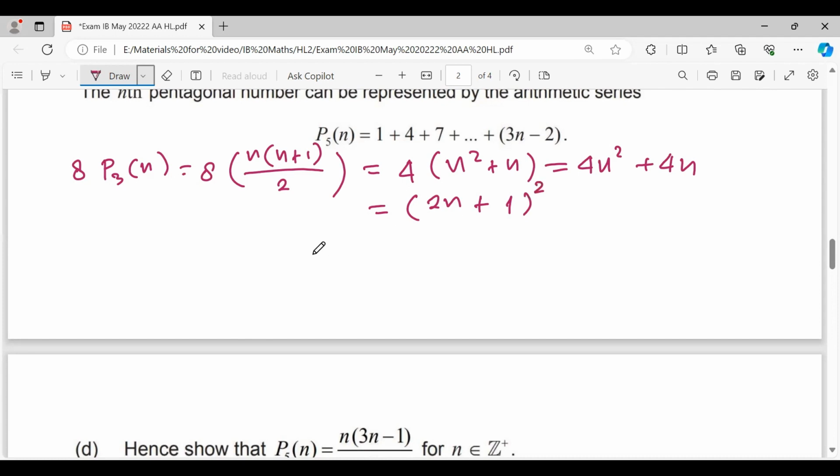So 2n plus 1, of course, is an odd number. Right, this is supposed to be minus 1 here. But this is the odd number.